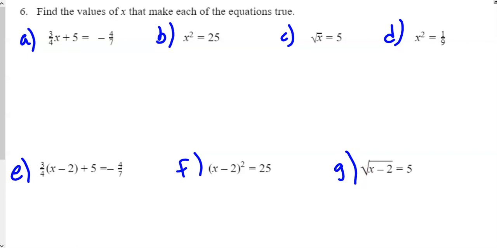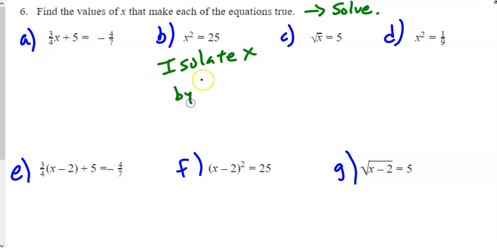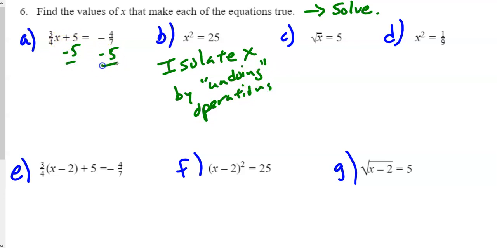All right, so now we want to find the values that make it true. So in other words, typically we see directions here that say solve. Okay, or they might say solve for x. So what we have to do is undo operations. So we want to isolate this x to one side. So we want to isolate x by undoing operations. So if the original problem is adding, like it is here, we want to subtract 5 from both sides.